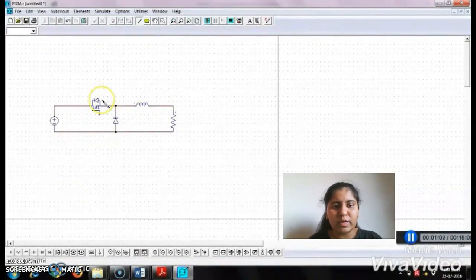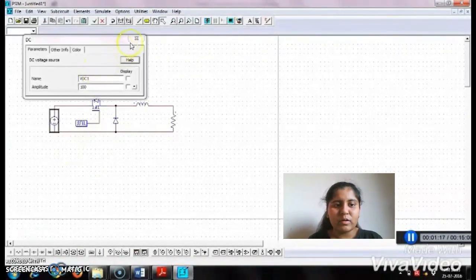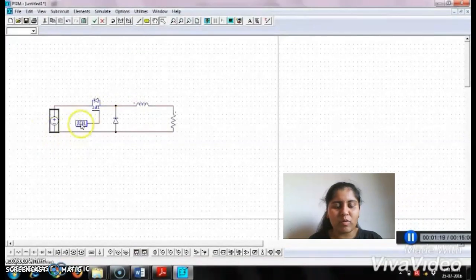Then I am going to connect the switch to the gate clock, because to turn the switch on and off we need a gate clock. Connect it with the wire. Then assign the values to all the sources.